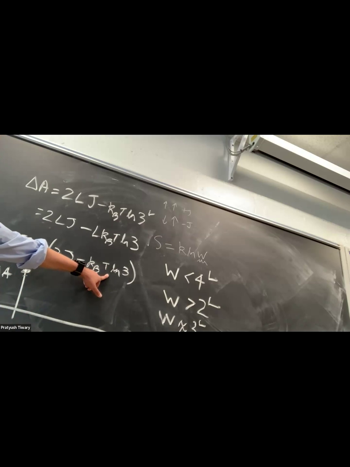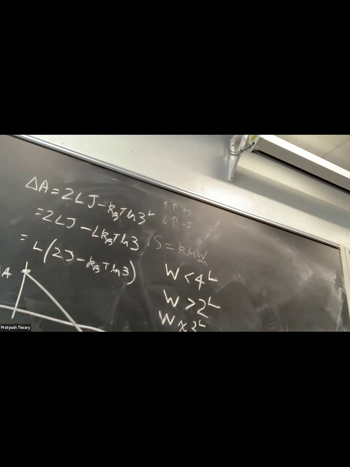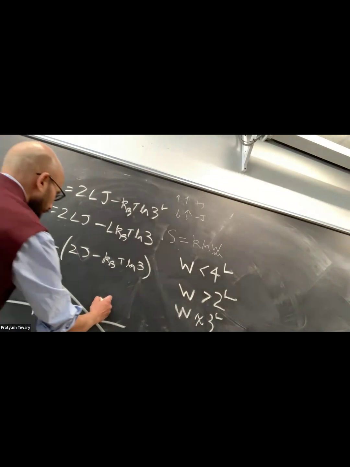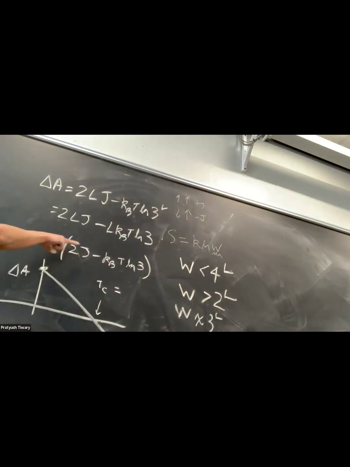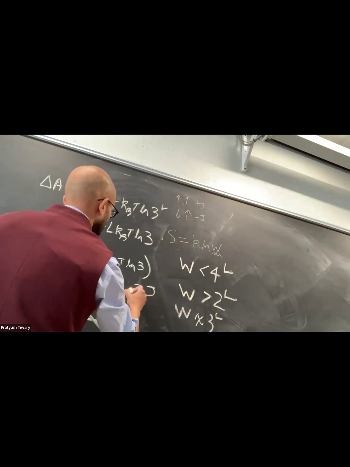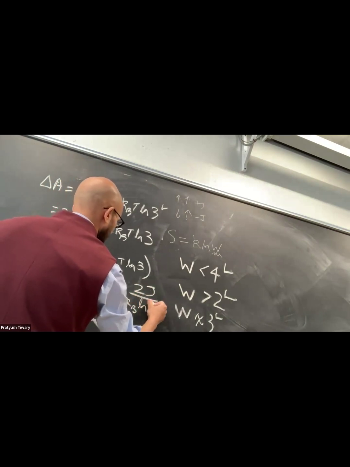If T tends to infinity, what will happen to this thing? It will become negative, right? So now you get a behavior which looks like this. You actually have a critical temperature that exists in this system. This value over here is Tc. What will be the value of Tc? It will be when 2J minus KBT ln 3 is equal to 0, right? So Tc is equal to 2J by KB ln 3.